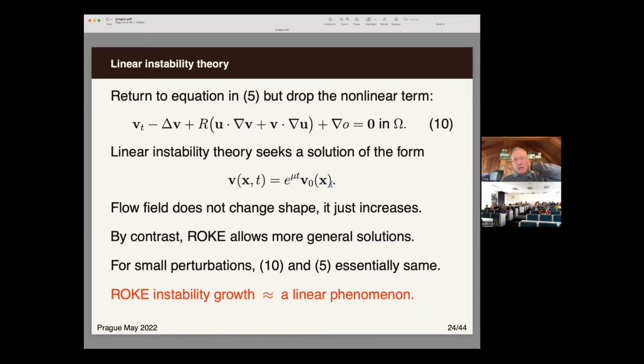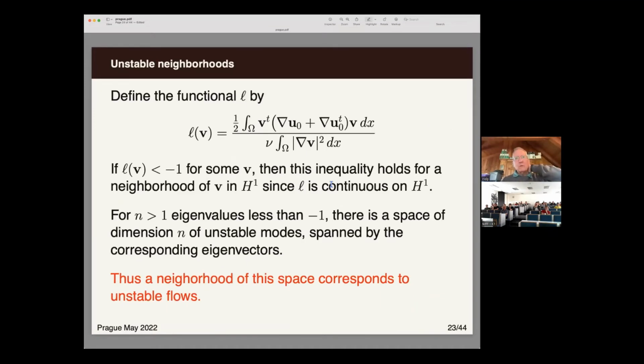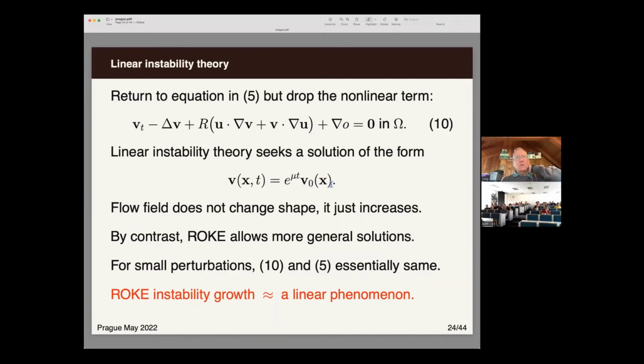Let me just stop and go back to the original equations or even these equations. So it turns out that the quadratic term doesn't really matter when you're talking about small perturbations. So we can just look at this and say, there could be exponential solutions of this form, or there could be other solutions of this form. There could be solutions which grow in time, but change shape, change flow patterns as time evolves. So this is a very specialized assumption. That's the linear instability theory, a very specialized assumption.